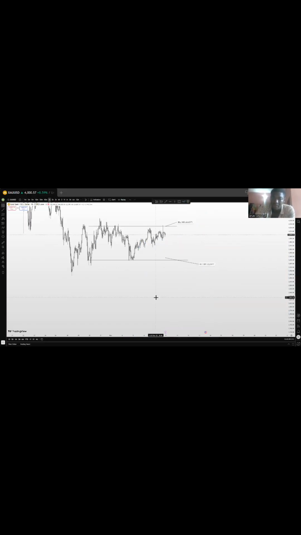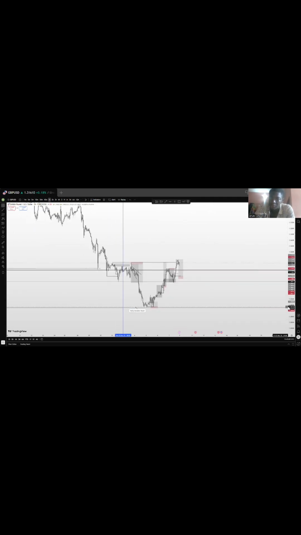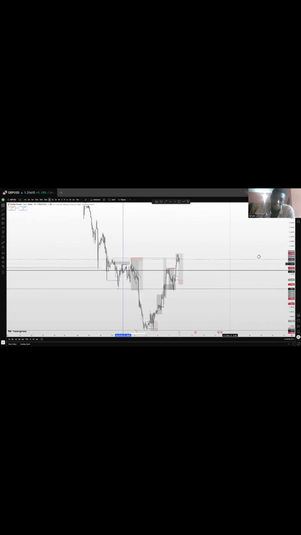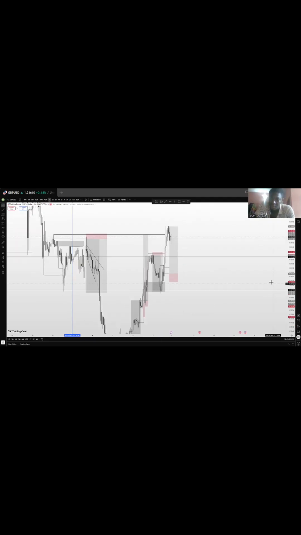Nothing much, but my main pair for now is G, because G is at clear structure. There's nothing confusing here in G. I understand G's price action right now, although I just added to my pairs for trading right now.